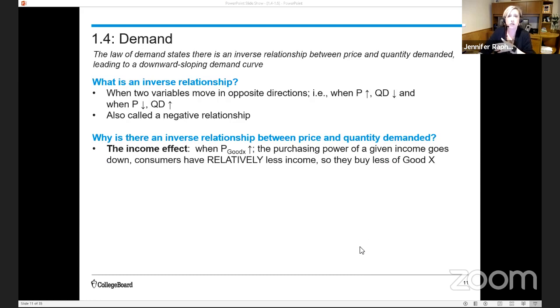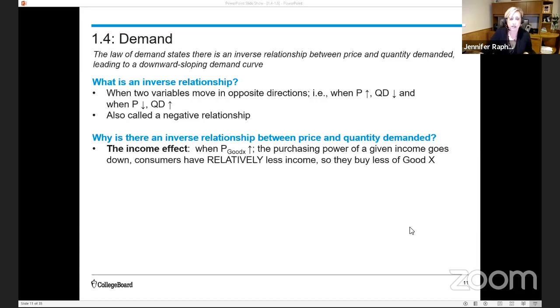The first is called the income effect. We're going to be talking about good X. When the price of good X rises, the purchasing power of a given income goes down, and consumers have relatively less income, so they buy less of good X. When the price falls, the purchasing power of a given income rises, people feel relatively richer, and so they buy more of good X.